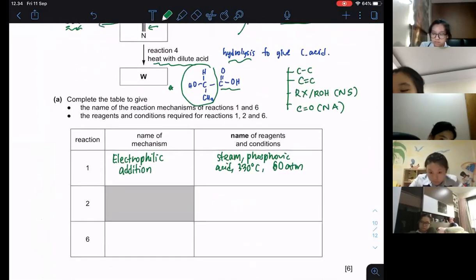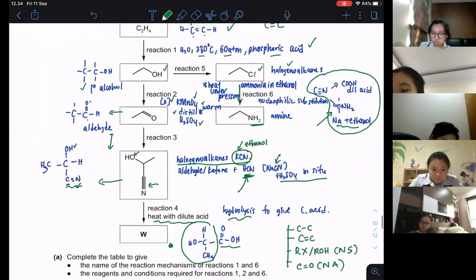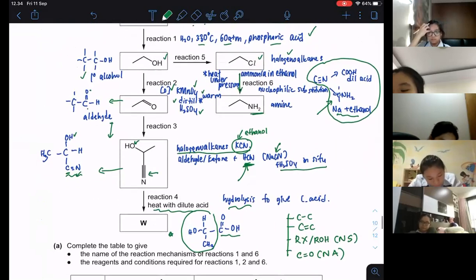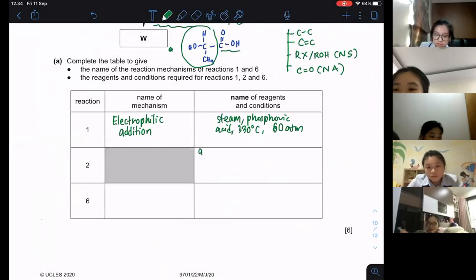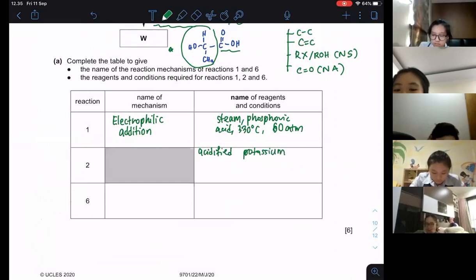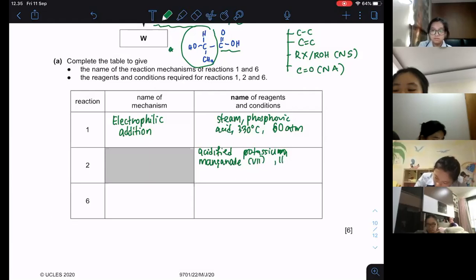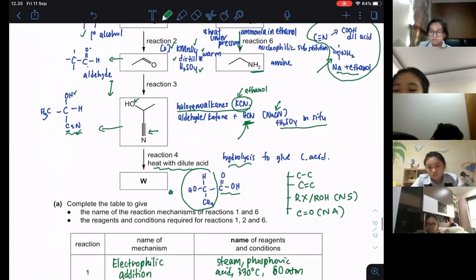For number 2, the name of the mechanism for reaction number 2, I think this one is an oxidation reaction. So potassium manganate, and then distilled, warm sulfuric acid. You need to put the name here: acidified potassium manganate 7 or acidified potassium dichromate 6. So acidified potassium manganate 7, and the acid, maybe you can put H2SO4, sulfuric acid. But it's very important to say that we are not going to reflux, so it's going to be distilled and warm.